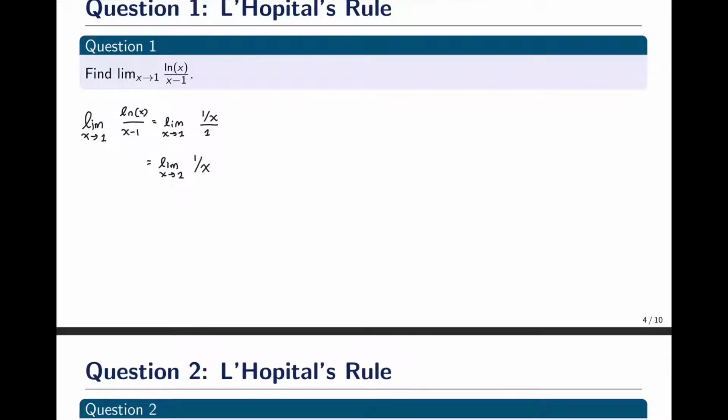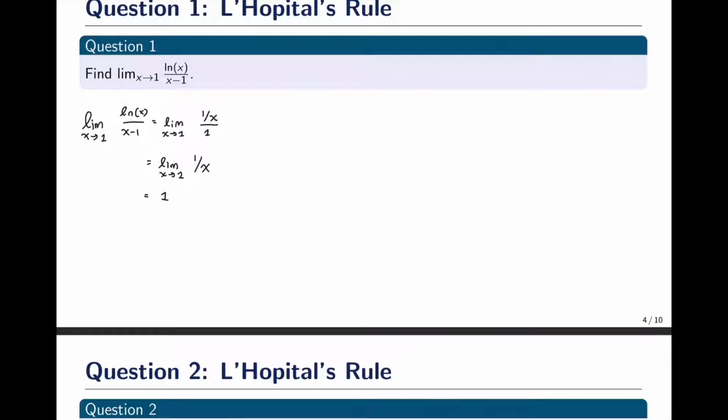And now this function 1 over x is continuous at 1. And so as I send x towards 1, using the substitution rule, this is simply going to give us 1. So now we've found the limit of the natural log of x over x minus 1 as x approaches 1 using L'Hopital's rule. And again, these are the standard types of L'Hopital's rule problems. You should feel familiar with these whenever you see one on the exam.